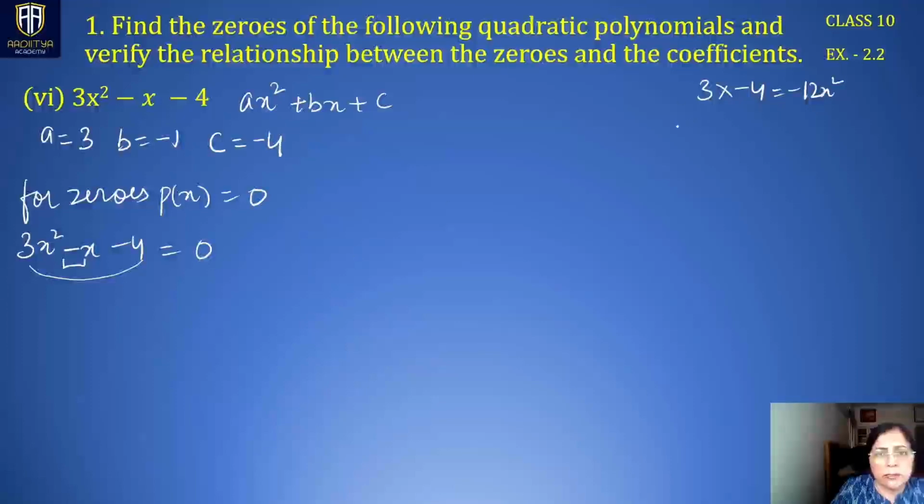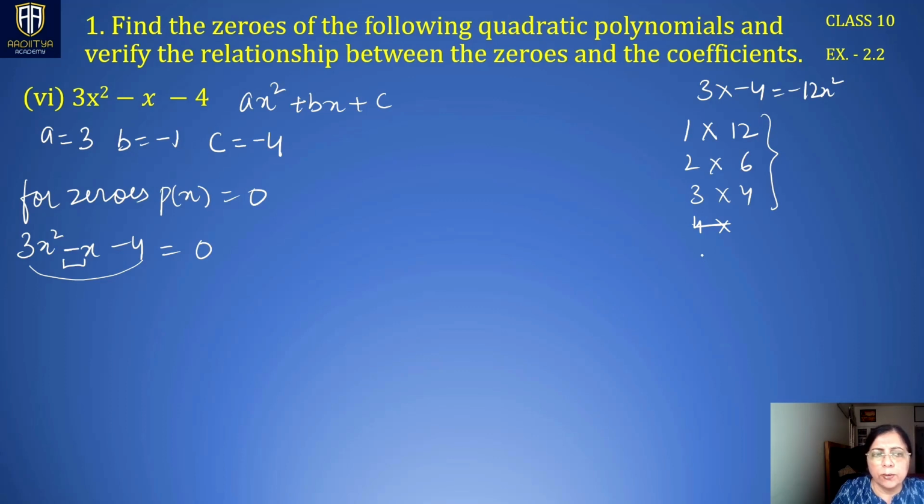Now I factorize negative 12. First, 12 is 1 times 12, 2 times 6, 3 times 4, right? And 4 times 3 or 3 times 4 mean the same thing. So we have these three factorizations for 12. Now, according to the sum, the larger one has to be negative, so I am keeping the larger numbers negative.